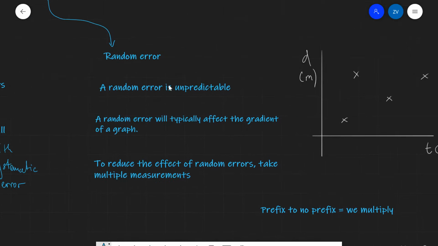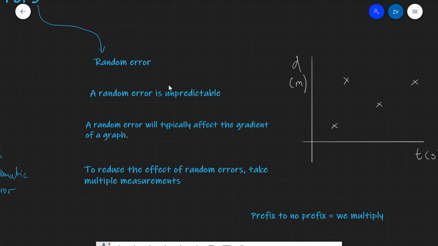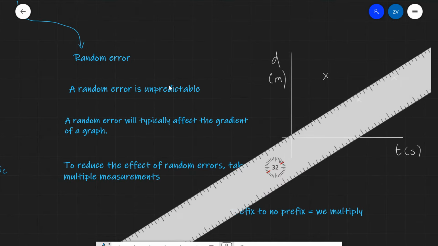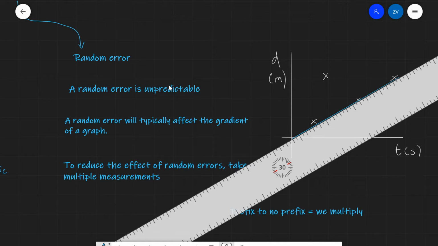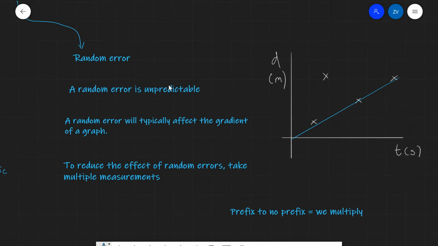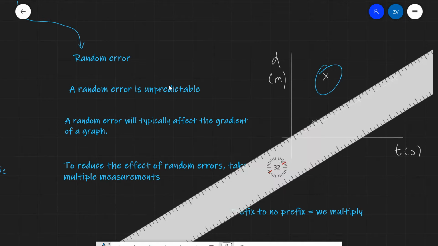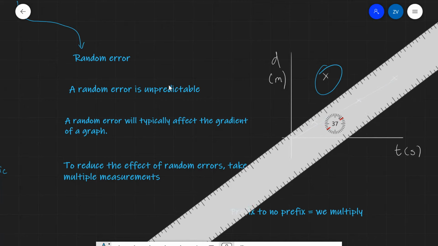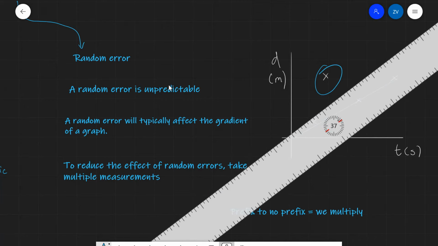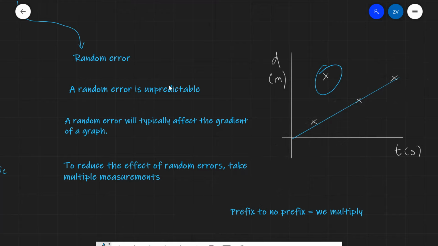A random error will affect the gradient of a graph. For instance, if I had a graph that should be going across here, if I had a random error here, then once I plot my line of best fit, the graph will be shifted towards that point, so the gradient will be affected. There's only one real way to reduce the effects of random errors, but the key here is that we are reducing the effects. We're not completely eliminating them, and that is to take multiple measurements.